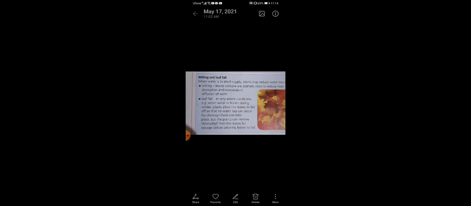So wilting and leaf fall is a process when there is a shortage of water in the plant. So they do these two processes to minimize the water loss. Clear girls? So in this spread we studied about the cactus, the xerophytes, the hydrophytes and how plants reduce water loss by wilting and by leaf fall.